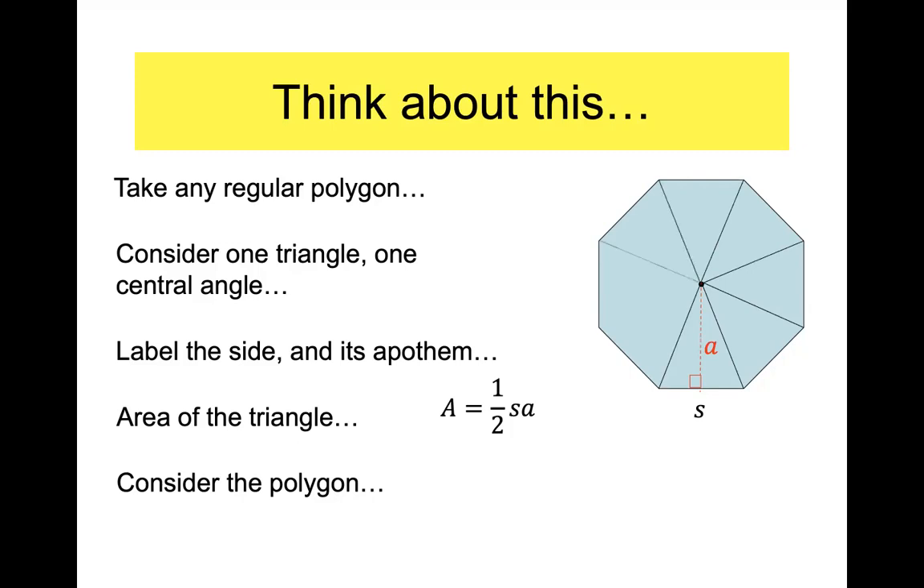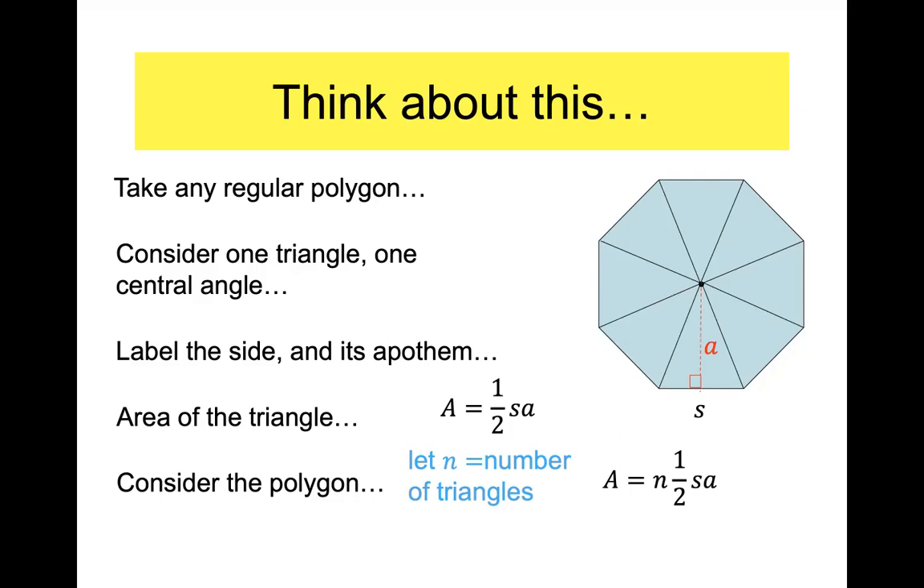So that means that every one of these black triangles has the same area as well. Therefore, I just need to take my formula, area equals 1/2 SA, and multiply it by how many triangles I have. Well, how many triangles I have is how many sides I have, too. So if I let n represent the number of sides, I simply need to take the area formula and multiply it by the number of sides, because that's how many triangles there are. There are 8 of those black triangles.